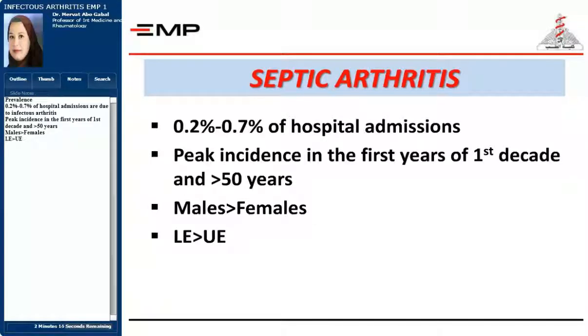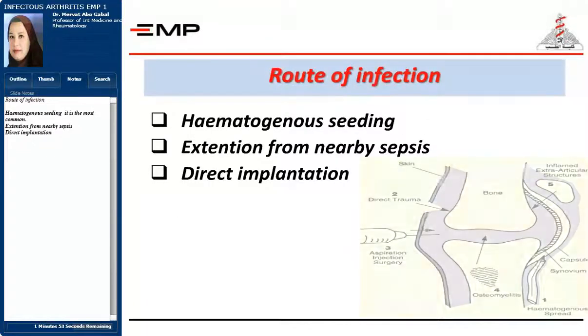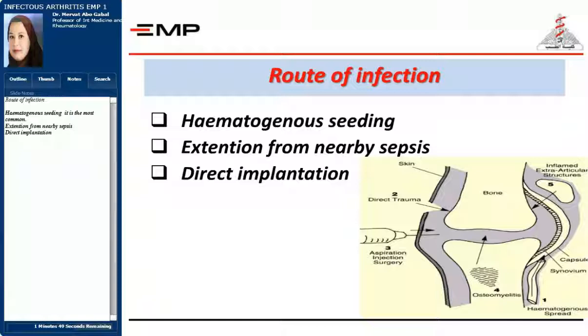Regarding prevalence of septic arthritis, about 0.2% to 0.7% of hospital admissions are due to infectious arthritis, with peak incidence in the first year of the first decade and above 50 years. Males are more affected than females. Lower limb is more affected than upper limb. Regarding route of infection, hematogenous seeding is the most common route. However, extension from nearby sepsis and direct implantation are contributing routes.